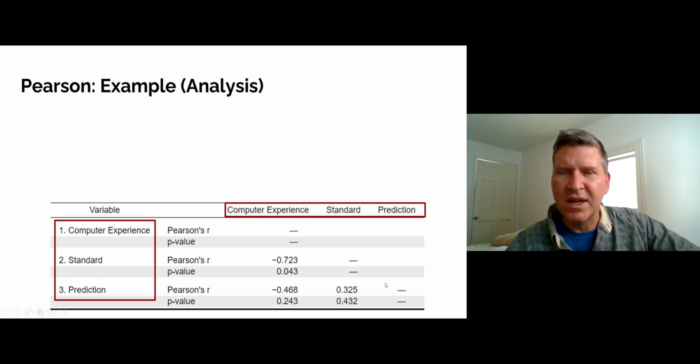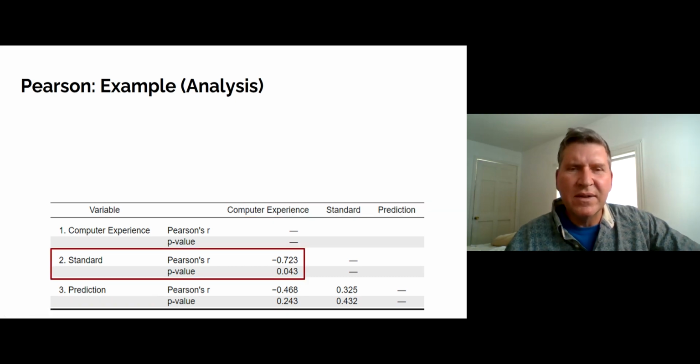diagonal has these dashed lines because it doesn't make much sense to look at the correlation between computer experience and computer experience. It just doesn't provide us any information. Let's take a look at each of these values and see what kind of information they have.